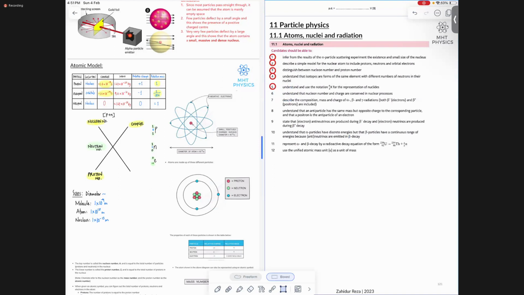Understand that nucleon number and charge are conserved in nuclear processes. Of course, that's the whole point of balancing equations, right? But yes, we have done this. Describe the composition of alpha, beta, gamma, and positrons included. Yes, I will say we have done alpha, beta, gamma, but not positrons, so I'll say this is new. Understand antiparticle, new. State neutrinos, new. Understand alpha particle discrete energies, this was there but I'll count it as new. Represent alpha and beta decay, so we have done this.